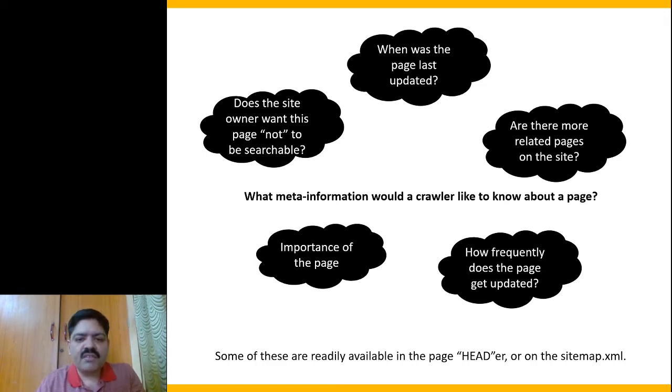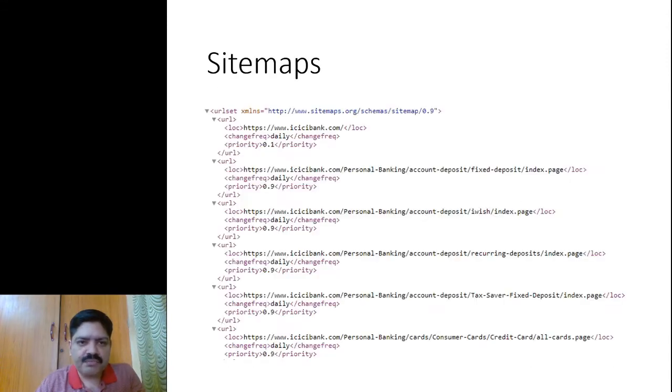There are many ways to get this information: through the sitemap.xml, through the robots.txt, through the header of the file, and so on. We'll quickly take a look at these means.